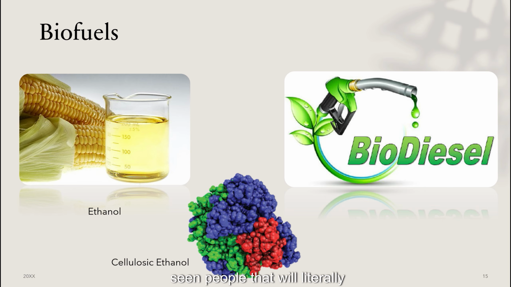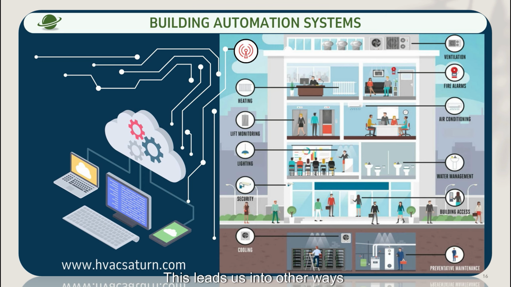I've seen people literally go to restaurants and take all their oil for free. All they have to do is refine it. So these are just some of the examples of biofuels that we have out there. This leads us into other ways of saving energy, and that's through a building automation system.